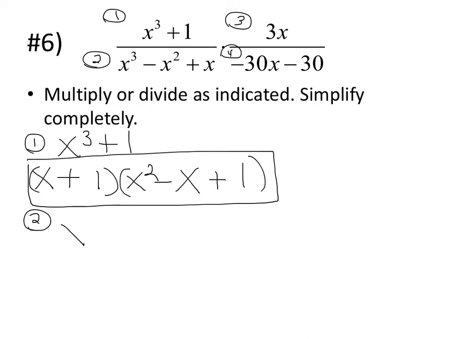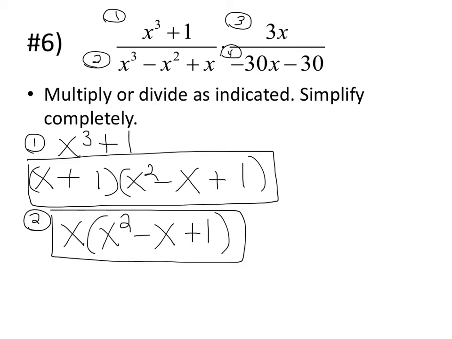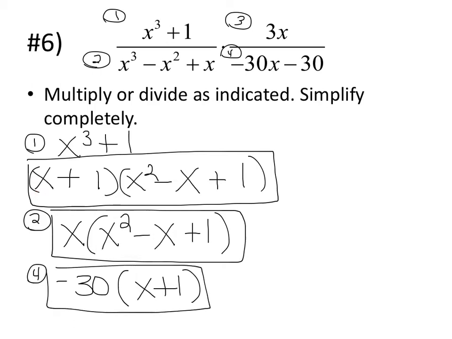In the second one, I need to factor out an x, which is going to leave me x squared minus x plus 1, which you can see is the same as this, so those will nicely cancel. And then 3 is actually already factored, so number 4, you're just going to factor out a negative 30, because then what's left behind is x plus 1, and this x plus 1 will cancel with this x plus 1. So let's go ahead and rewrite it.